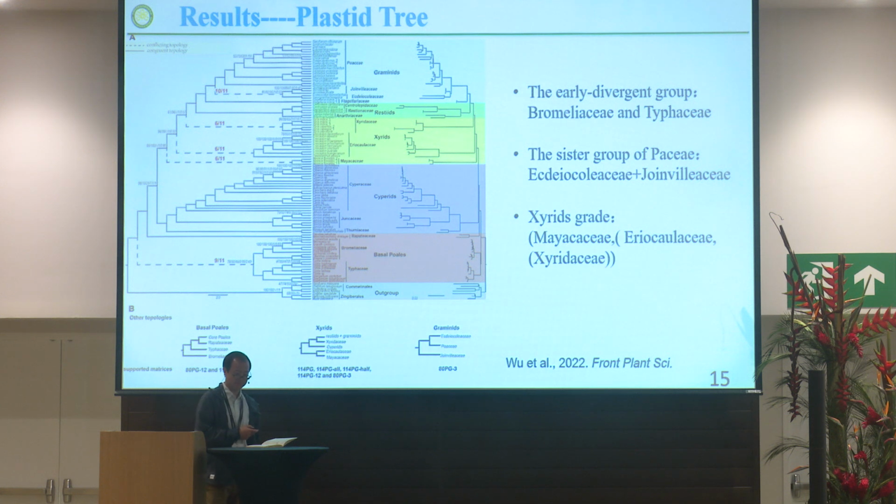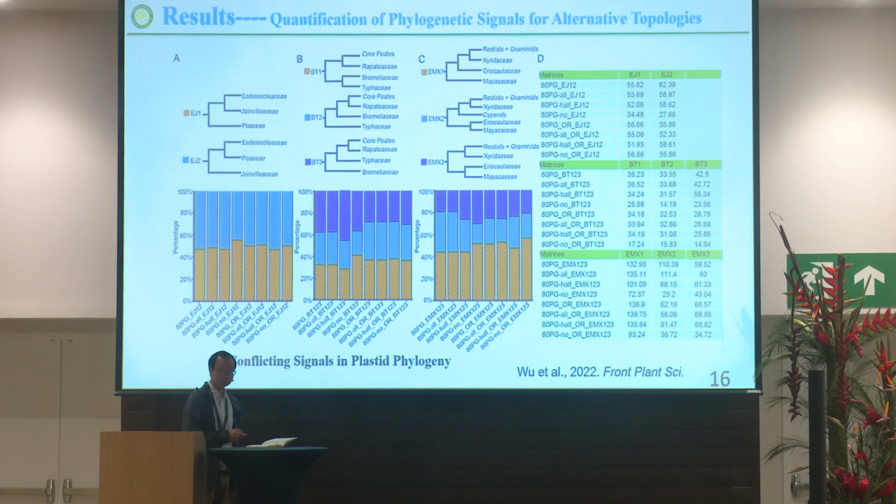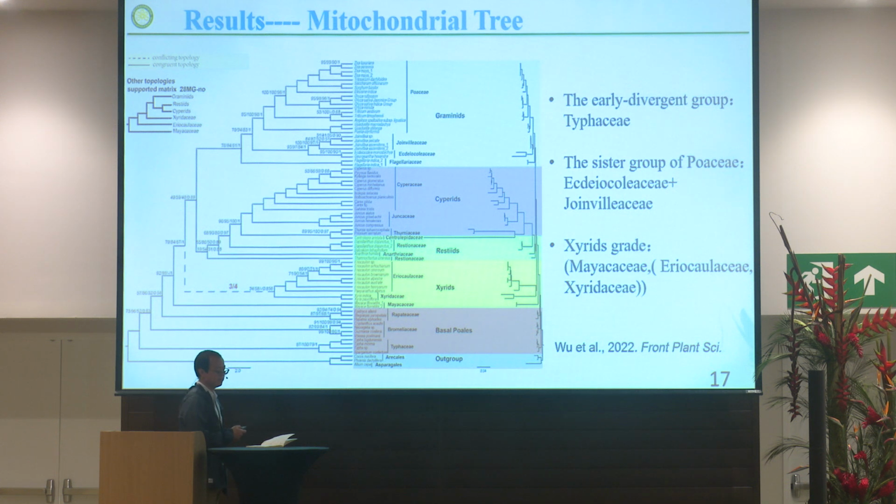For our 11 datasets, we obtained generally consistent phylogenetic results, and the resolution for our focused relationships is like that, such as the early diverging groups and the sister group of the grass family. However, we indeed observed many conflicting signals present in the plastomes. For the mitochondrial phylogenetic tree, the early divergent group is different, just with one family. But the sister group of the grass family is the same.